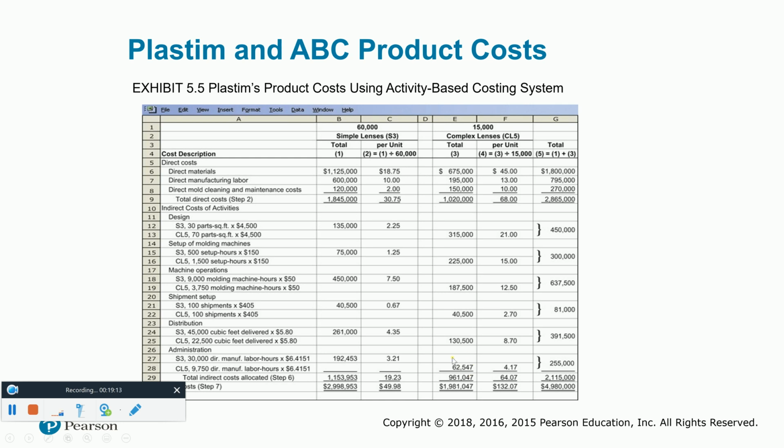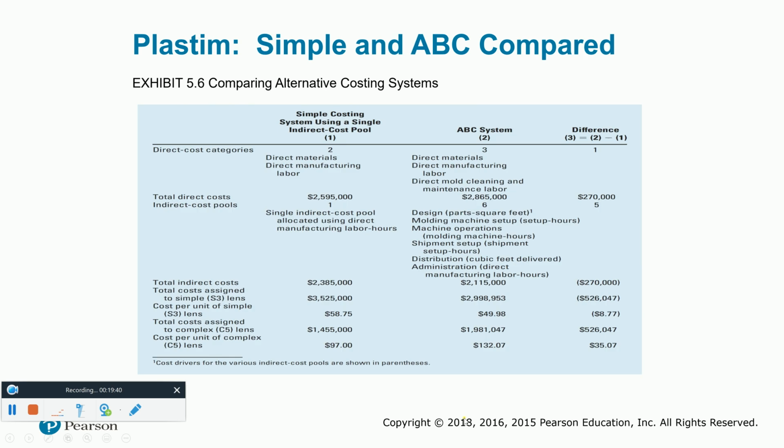$6.41 will equal 62,547. So take a look at the bottom line. We are still allocating the same $4,980,000 in costs. So I'm down here in the bottom right. $4,980,000. $2,998,953 went to the simple lenses. The complex lenses, $1,981,047. This is using a complex approach.